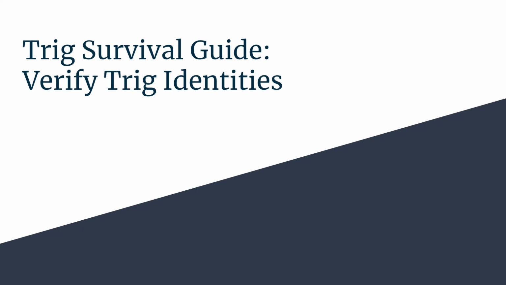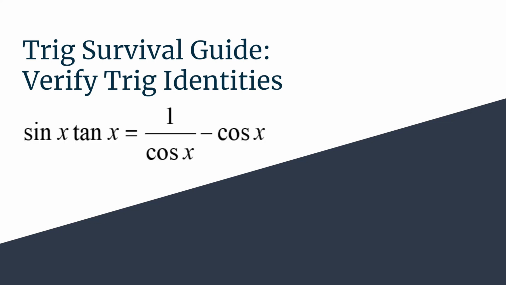Today we're going to verify a trig identity. We'll look at sin x tangent x equals 1 over cosine x minus cosine x.